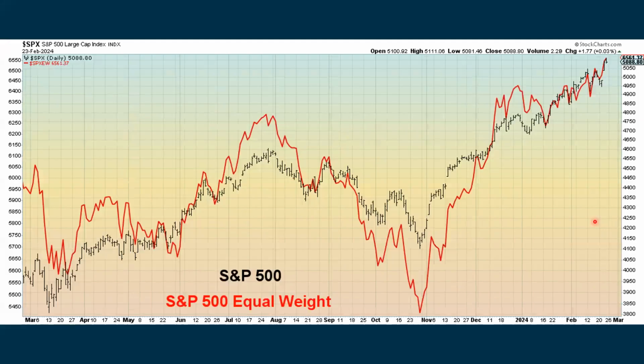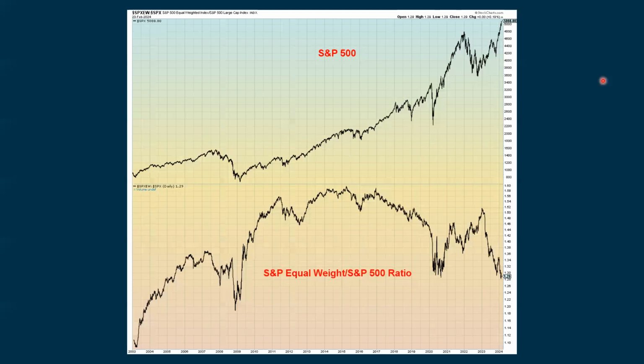And then we look at some different indexes, and I show this in every daily video. The red line is the equal weight index, where all stocks are treated the same. The S&P 500 itself is a weighted index, and so when the big mega cap companies have an up or a down day, that can have more of an impact on the S&P. To get more of an idea of what the broad market is doing, we look at the red line, and the red line's been showing some improvement lately.